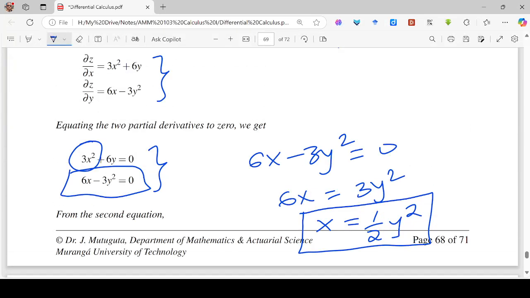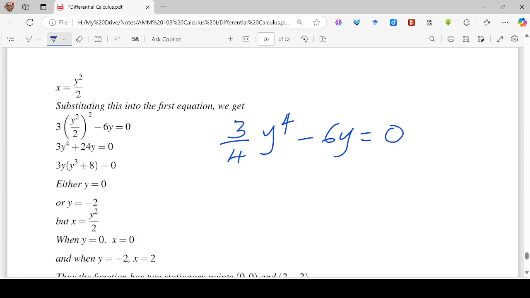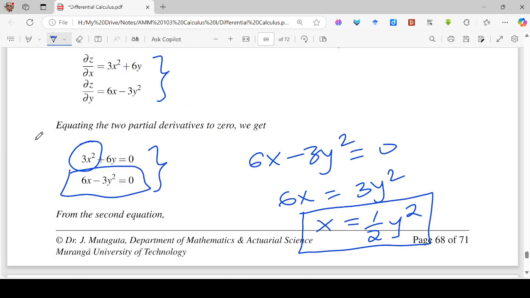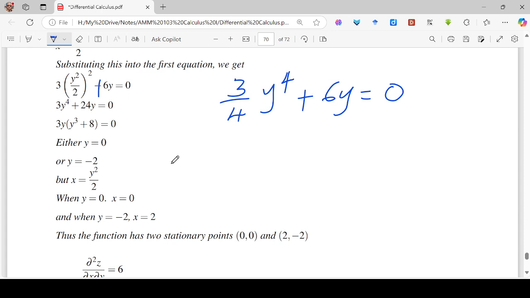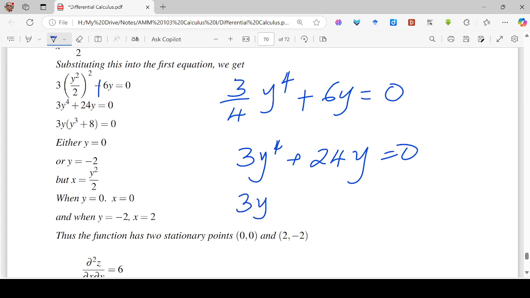Sorry, the sign was positive. This is plus, not minus. From here, the sign was positive, plus 6y. So we can multiply both sides by 4 to get 3y raised to power 4 plus 24y is equal to 0. Then we can factor out 3y. Then we get y cubed plus 8 is equal to 0.